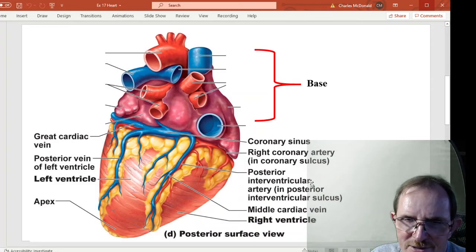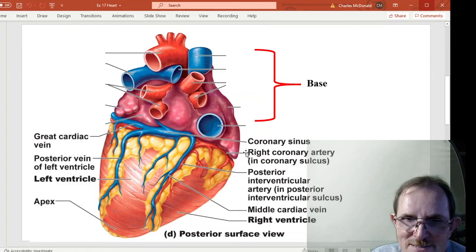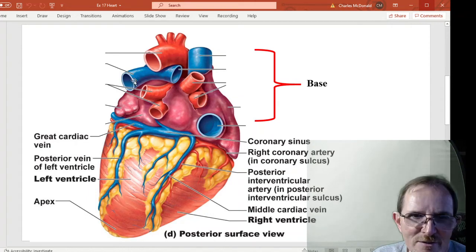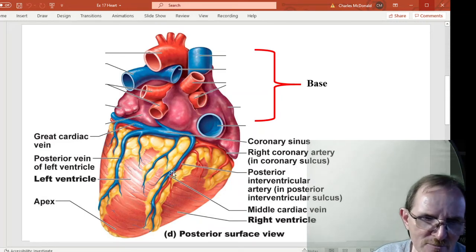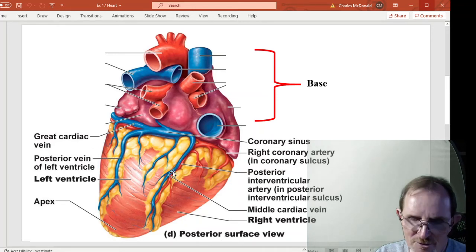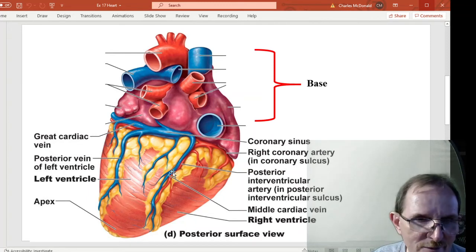Now posterior. You're looking at the heart from the back. Again, there's the base. There is the aortic arch. Those are the two pulmonary arteries. Those are the four pulmonary veins coming back. So let's go to the parts that are directly involved in your lab list.